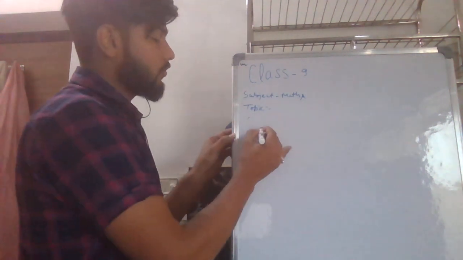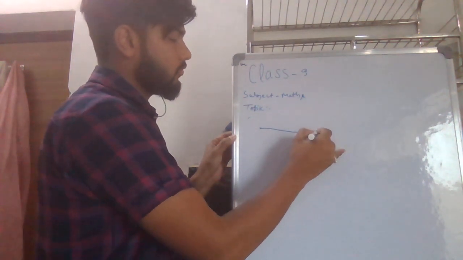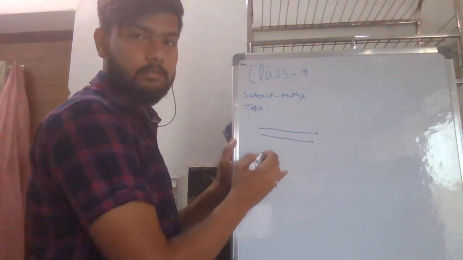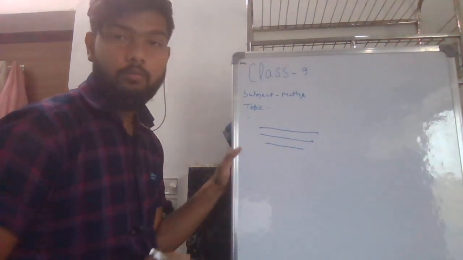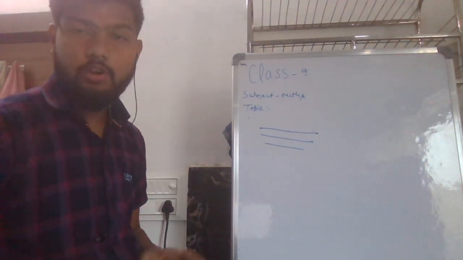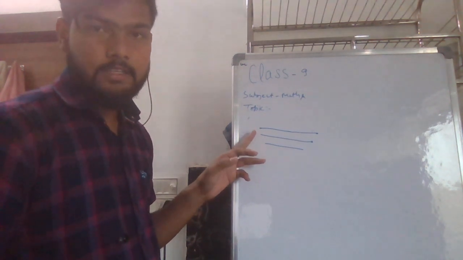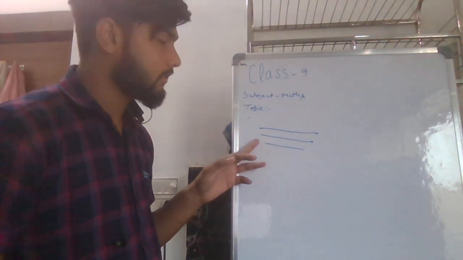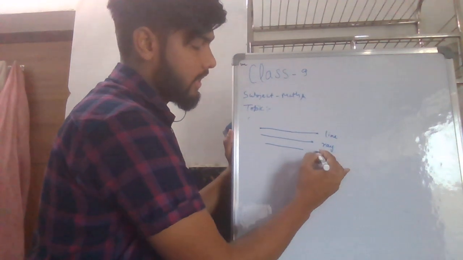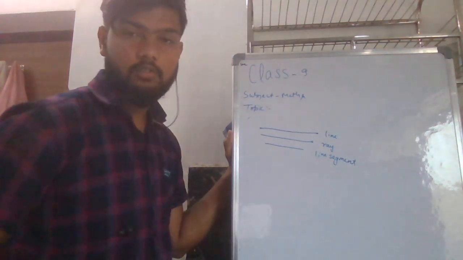Tell me what you can observe. What do you call these three figures? We can see that the first one is a line, the second one is a ray, and the third one is a line segment. Very good.